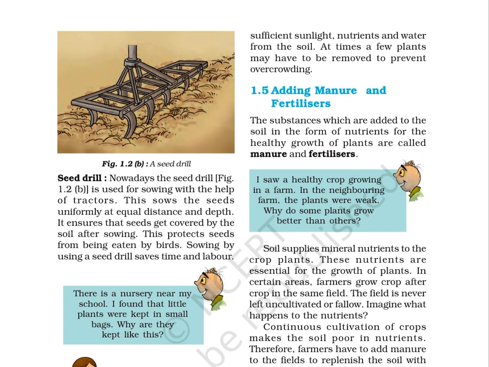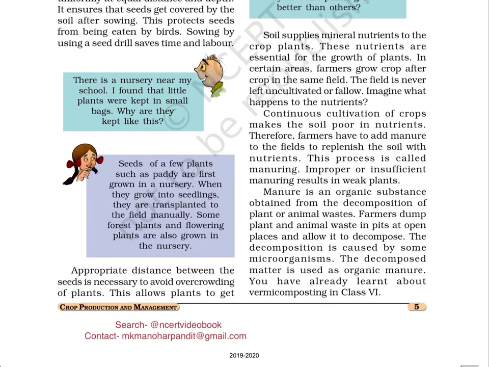Soil supplies mineral nutrients to the crop plants. These nutrients are essential for the growth of plants. In certain areas, farmers grow crop after crop in the same field. The field is never left uncultivated or fallow. Imagine what happens to the nutrients. Continuous cultivation of crops makes the soil poor in nutrients.